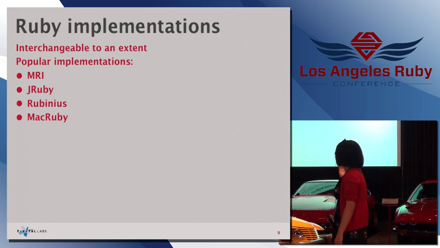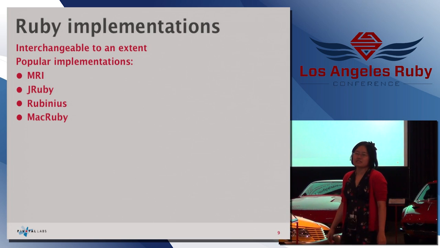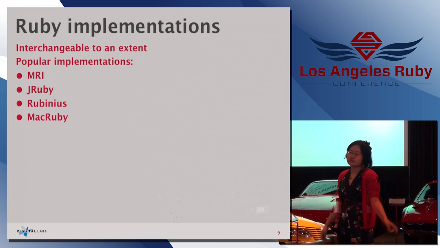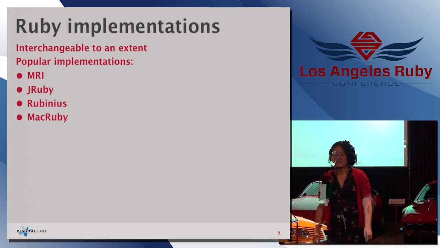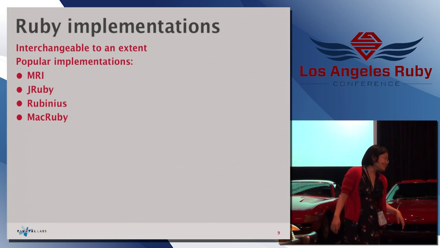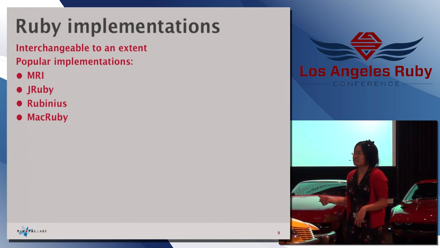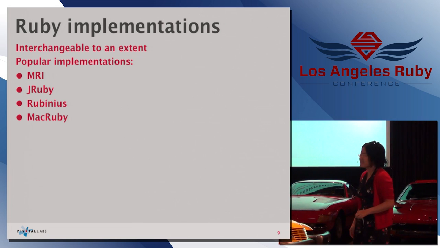So the most popular implementation is MRI, otherwise known as Matz's Ruby implementation. And it's basically the default Ruby. So if you don't know what Ruby you're using, you're probably using MRI. So I guess most of you are using MRI. Then the next most popular one is JRuby, which is what I'm talking about. And then there are also a couple of other red-headed stepchildren. No offense, man.